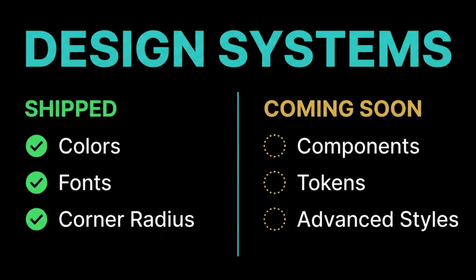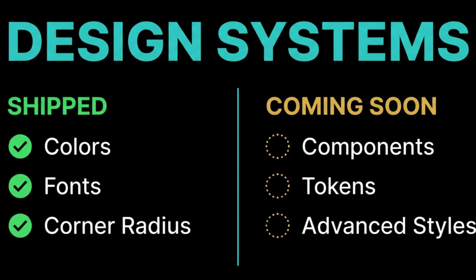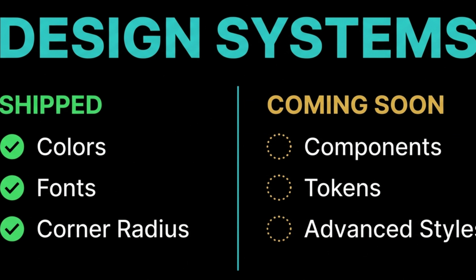Now, let me be real with you. The design systems feature is still early. The Stitch team said more is coming in the next few weeks. Right now, it's colors, fonts, corner radius, foundational stuff. I would expect components and more advanced tokens to follow. We are all here and eagerly waiting to see what's coming.